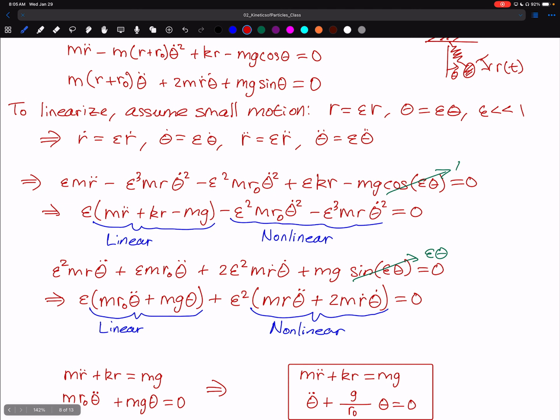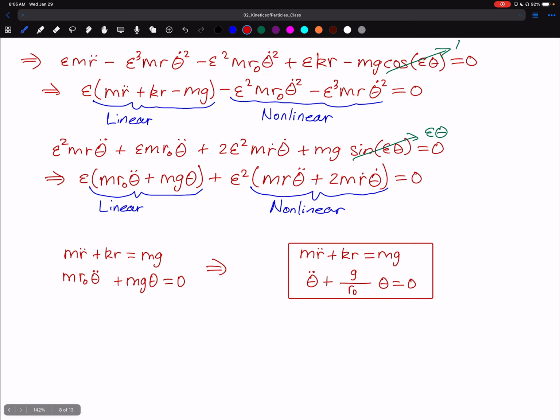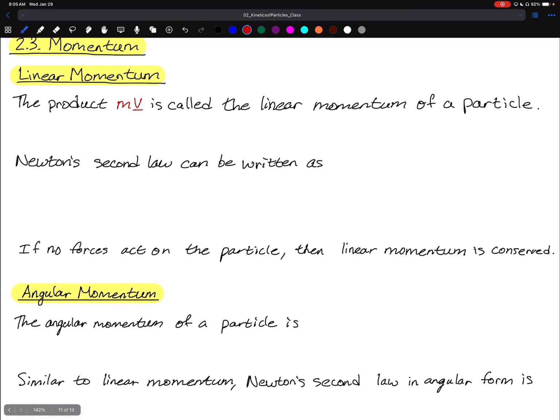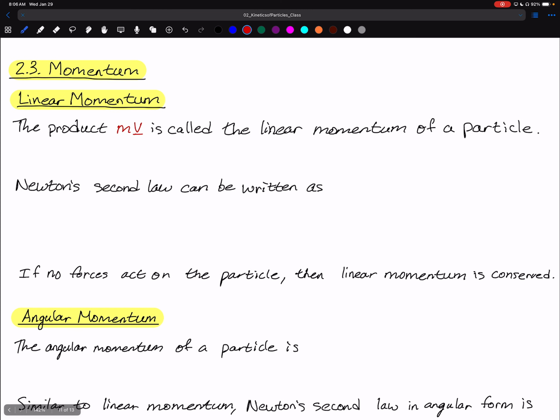Like I said, I'm going to post this on Canvas, so don't feel rushed to write it down. And with that, we're going to move on to momentum. We're going to go through linear and angular momentum, and then see the angular form of Newton's second law. We'll come back to momentum in 2 weeks when we deal with impulse momentum theory.